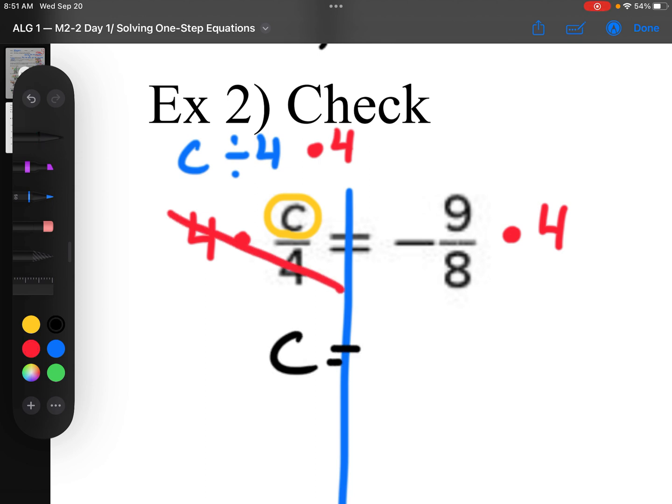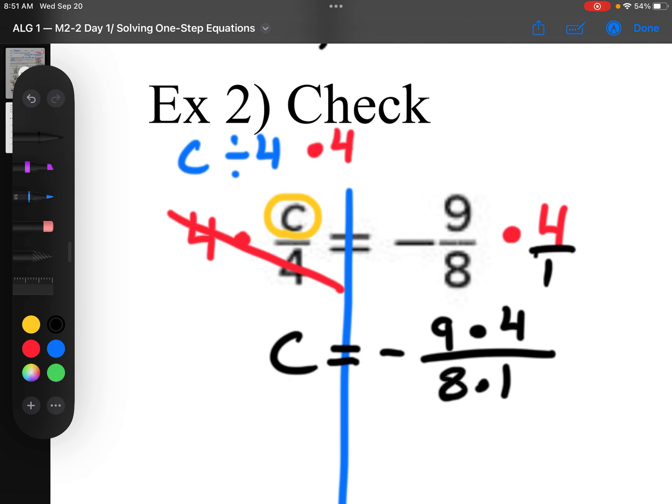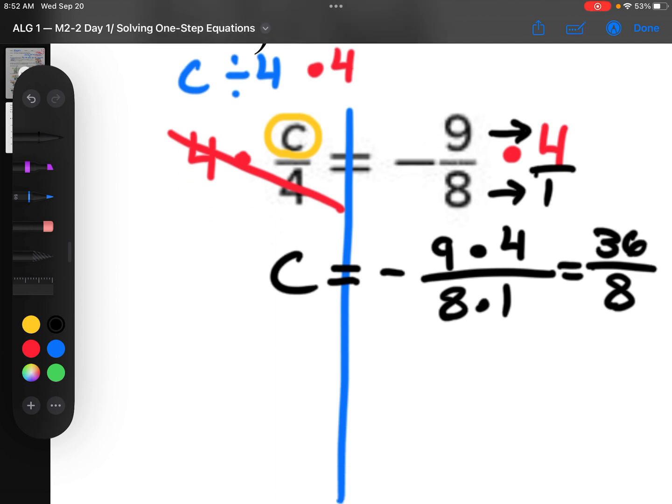I'm left with C is equal to negative 9 times 4 over 8 times 1. Why did I do that? Well, I know 4 over 1 is the same thing as 4. And in fractions, I know I just multiply straight across. So 9 times 4 is 36, over 8 times 1 is 8. And then we can simplify that further because we know 36 divided by 8 is 4.5. So C equals 4.5. All right.